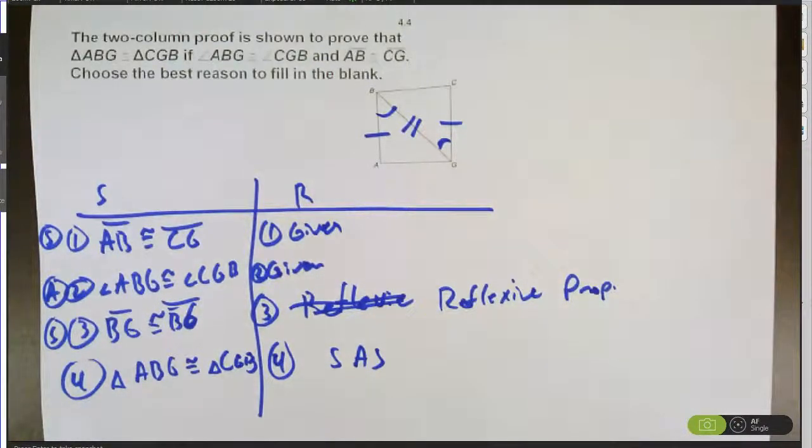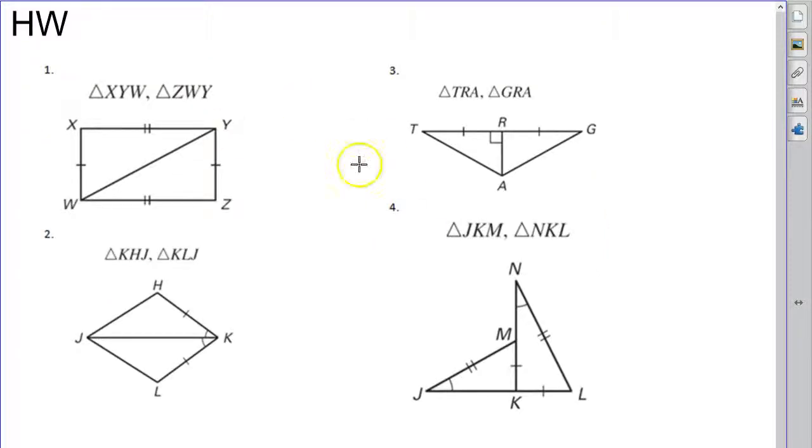So for tomorrow, your homework is going to be these four triangles. How do we know they're congruent, side, side, side, or side, angle, side? Then we'll discuss what your reasons were. If you have any questions, come in before school and we can talk through anything. If not, I'll see you in class tomorrow.